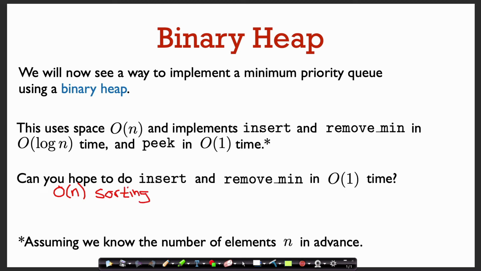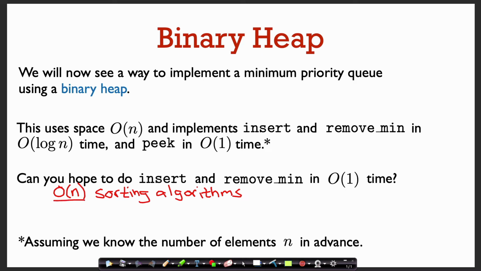So let's see why that is. Say you have n elements that you want to sort. Now what I can do is just sequentially insert each of those elements into my minimum priority queue. Now, if insert took order 1 time, doing those n insertions would be order n time.